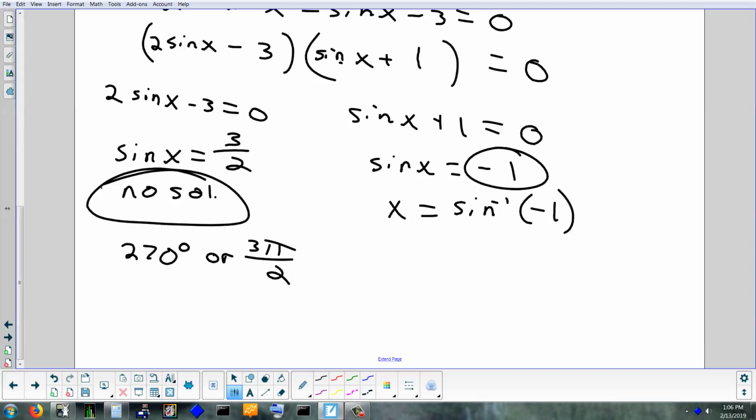So let's think if that's going to happen anywhere else. Think of the graph. Does sine ever hit -1 twice from 0 to 2 pi? No, it only hits it once. But let's say you didn't think of that. You're like, okay, I'll try to find the other answer. Well, what quadrant is 270 in?